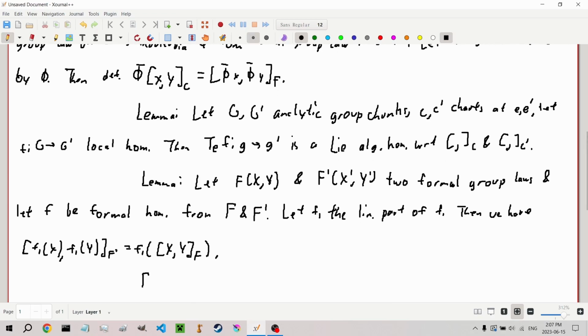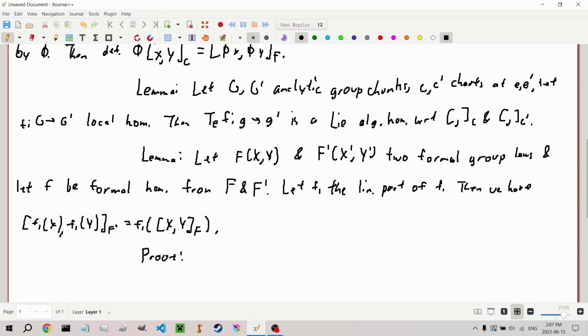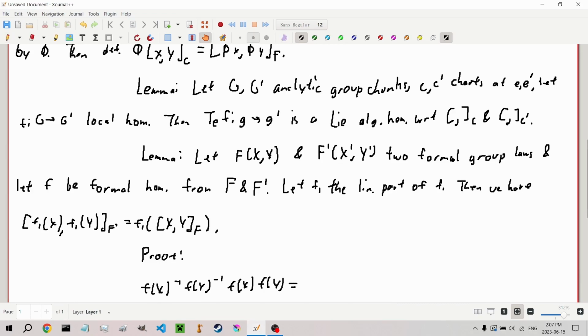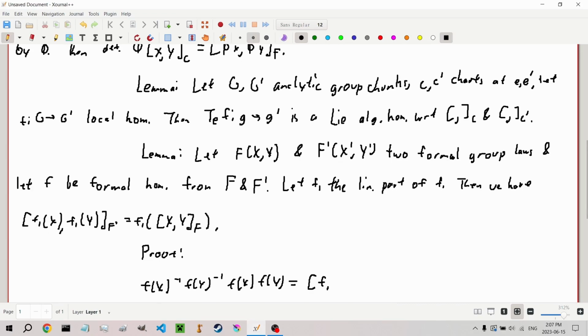Now our proof: we have F of X inverse, the commutator of F of X and F of Y, we have seen is going to be the F prime bracket of F1 X, F1 Y, plus higher order terms.